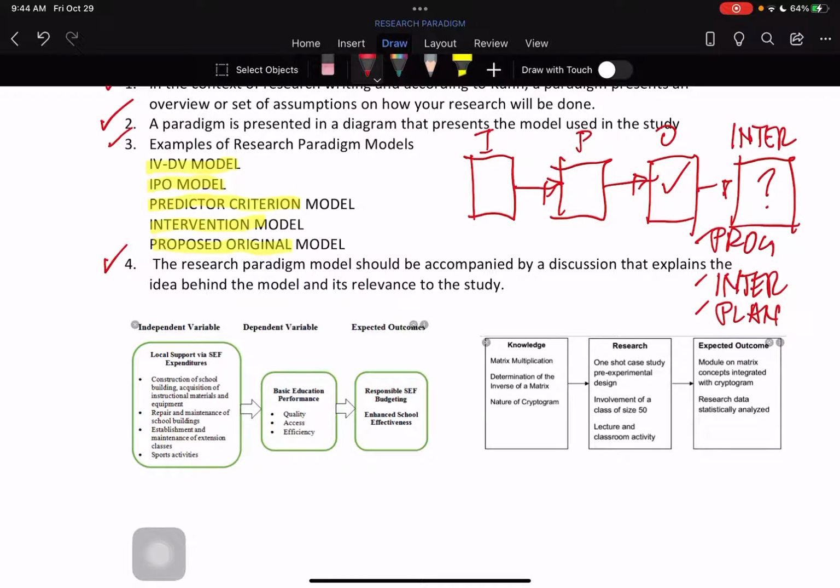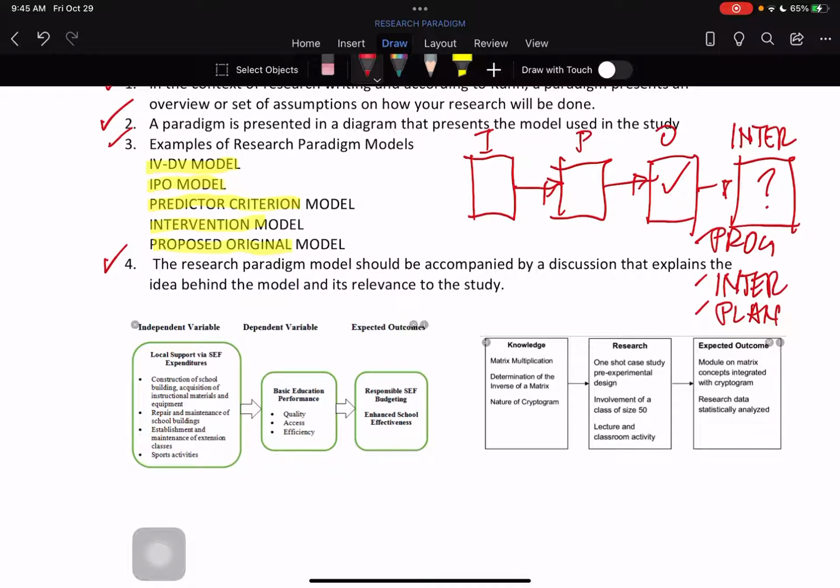The research paradigm model should not just be a diagram. Okay, this should always be accompanied by a discussion that explains the idea behind the model, and the synthesis is it should explain the relevance of this model to the study that you are conducting. Okay, so try to relate the variables, the process, to the study that you are conducting. Do not just present the diagram under the model that you are using.